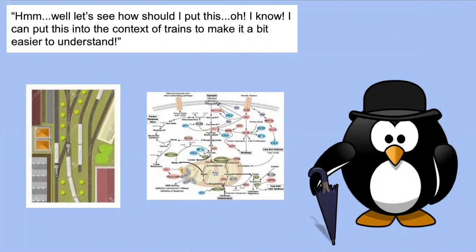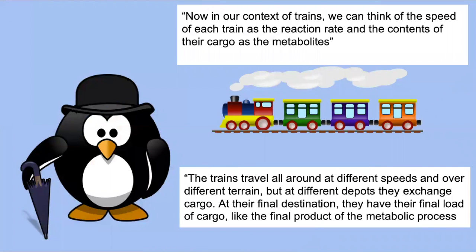Well, let's see how I should put this. Oh, I know. I can put this in the context of trains to make it a little bit easier to understand. Now, in our context of trains, we can think of the speed of each train as the reaction rate and the contents of their cargo as the metabolites. The trains travel all around at different speeds and over different terrain, but at different depots they exchange cargo. At their final destination, they have a final load of cargo, like the final product of the metabolic process.